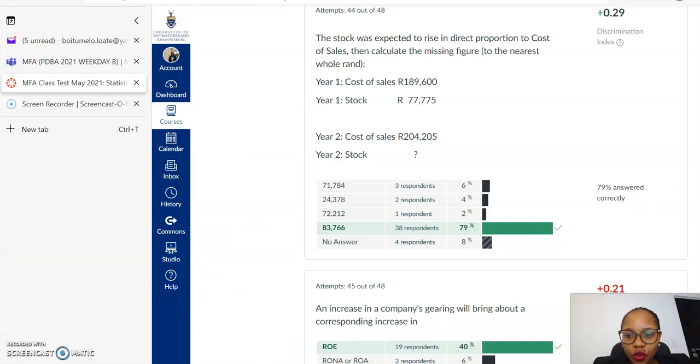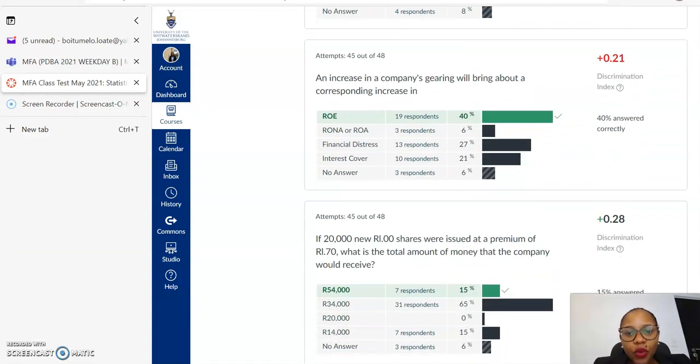Okay, moving on to question 18. Question 18 says an increase in the company's gearing will bring about a corresponding ROE. So if you remember when we actually went through the ratios, I said to you guys that remember ROE, your return on equity, is made up of three components. It's made up of your net profit margin, which is a profitability calculation. You multiply that by your total asset activity ratio.